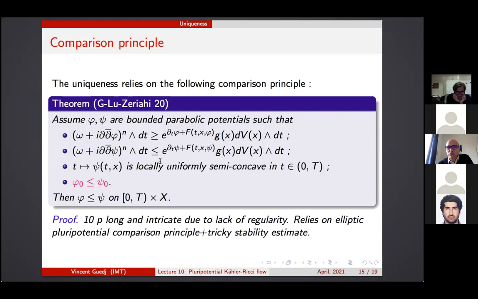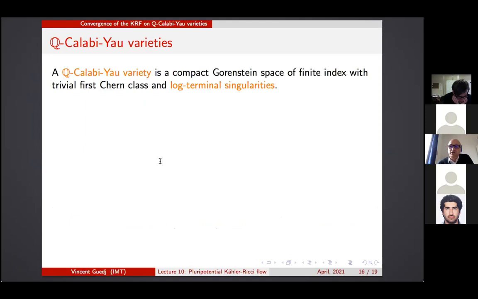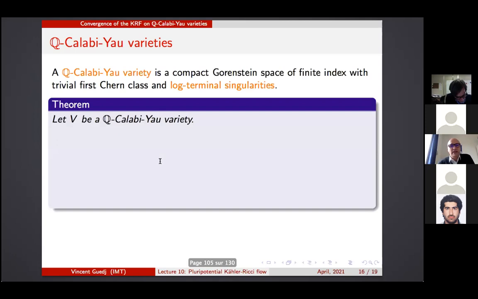Okay, let me now explain how to apply such tools in a case that I haven't been dealing with so much so far, which is the case of Calabi-Yau varieties. So let's say that a Calabi-Yau variety is a Kähler variety with mild singularities. So in particular, the canonical Lyman model is well defined. So the precise definition is that it should be a Gorenstein space of finite index with trivial first Chern class and log terminal singularities. Then for such a variety, let's look at the evolution of the Kähler-Ricci flow. So we fix ω_0, a Kähler form. Well, it's rather a Kähler form here.